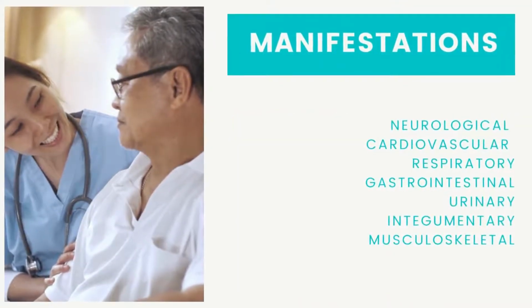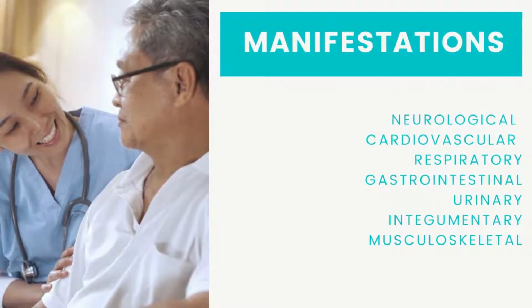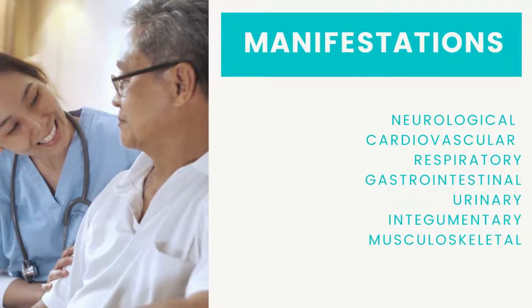Assessment of chronic kidney disease. With chronic kidney disease, many systems will be affected. This includes neurological, cardiovascular, respiratory, gastrointestinal, urinary, integumentary, and musculoskeletal manifestations. We are going to go over each system and their manifestations. The key to remembering these is simply to realize that a patient builds up fluids and electrolytes, which negatively affect each system.